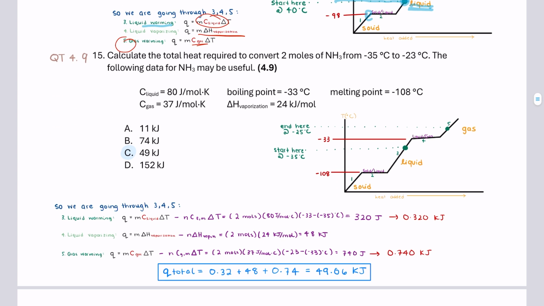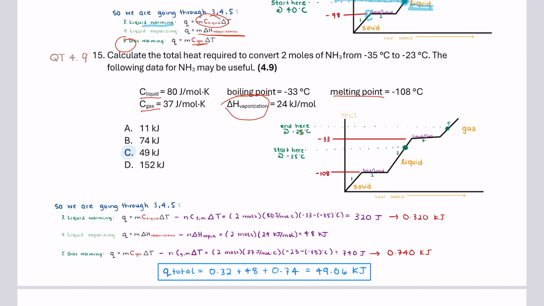Problem 15 says, calculate the total heat required to convert 2 moles of ammonia from negative 35 degrees Celsius to negative 23 degrees Celsius. The following data for ammonia may be useful. We're given the specific heat capacity of the liquid phase and the gas phase. We're given the boiling and melting point, and we're also given delta H of vaporization.